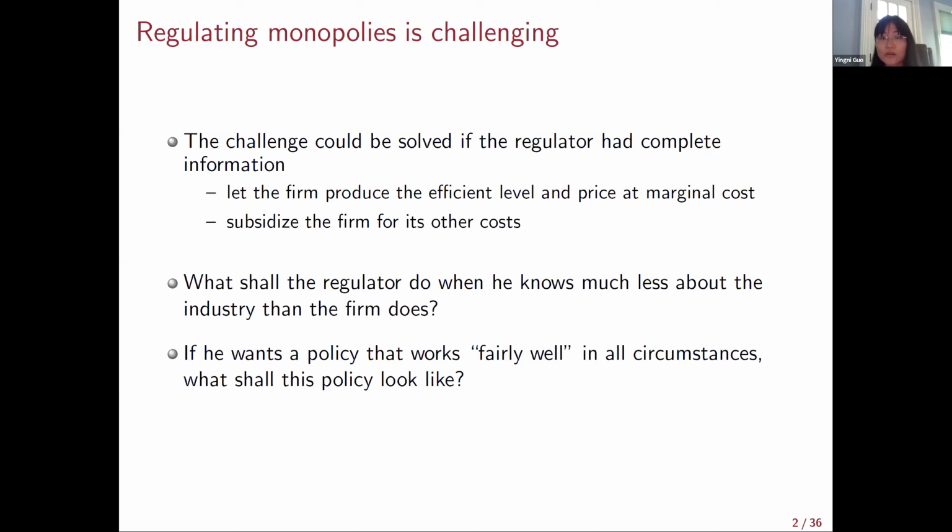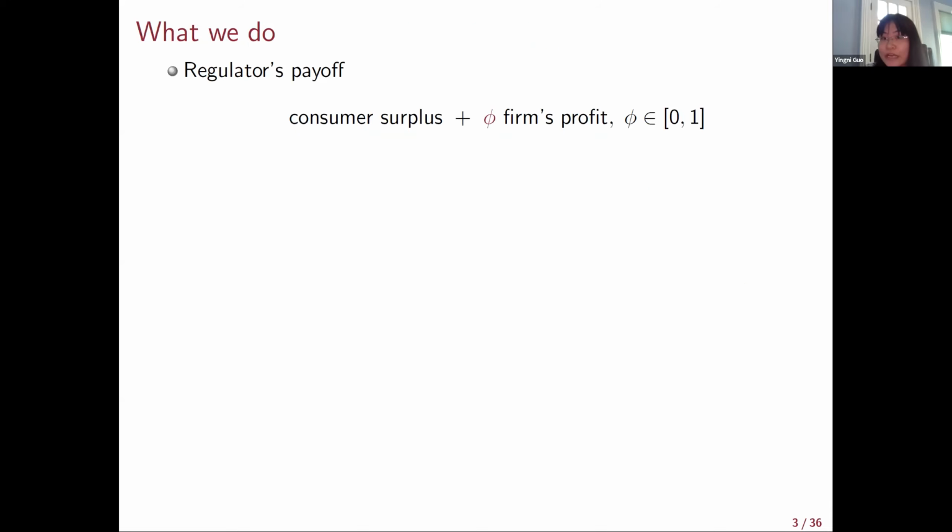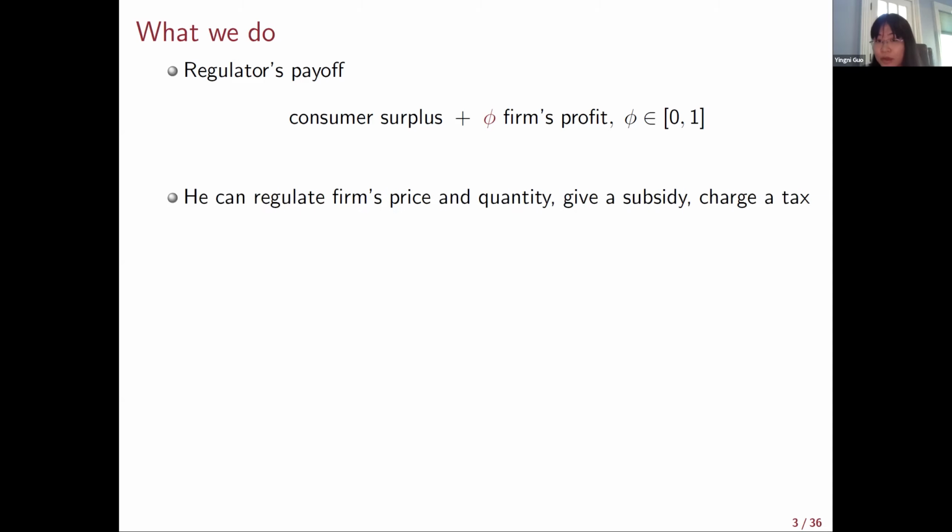The regulator's payoff is a weighted sum of consumer surplus and the firm's profit. The parameter phi is the weight that the regulator puts on the firm's profit. It goes from 0 to 1. Phi stands for firm. Our regulator can regulate the firm's price and the quantity. He can give a subsidy to the firm or charge a tax from it. So in other words, he has all kinds of instruments he can use.